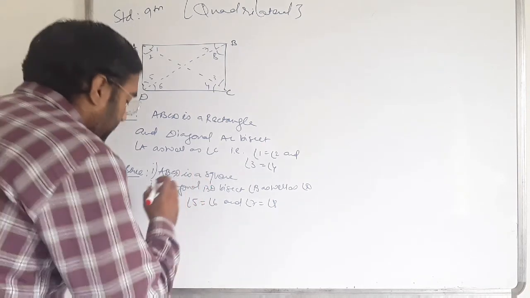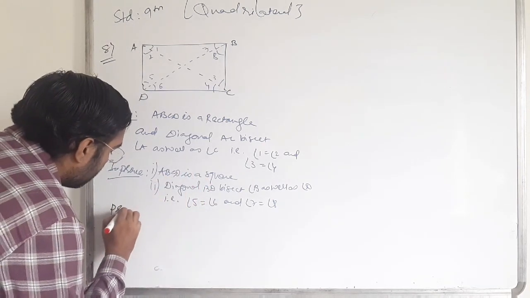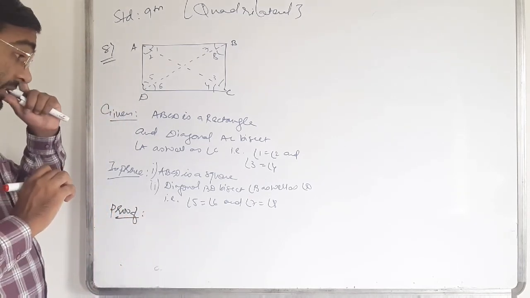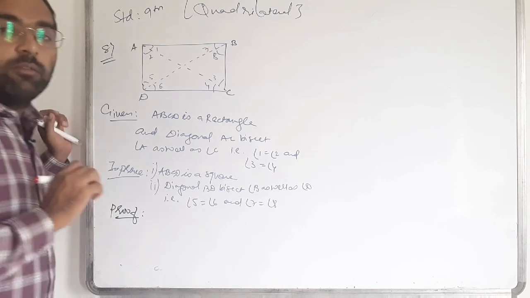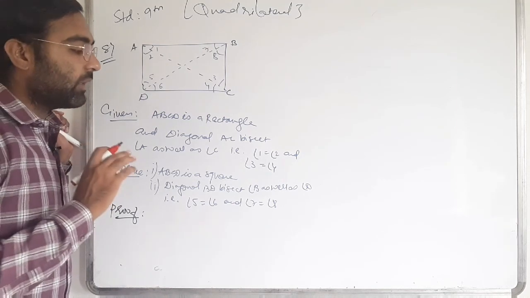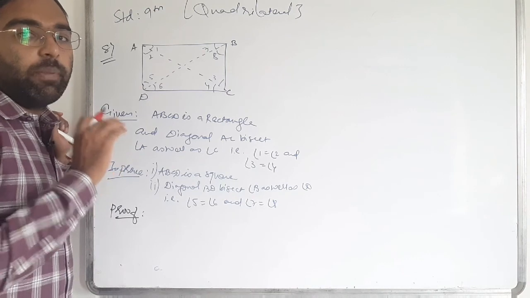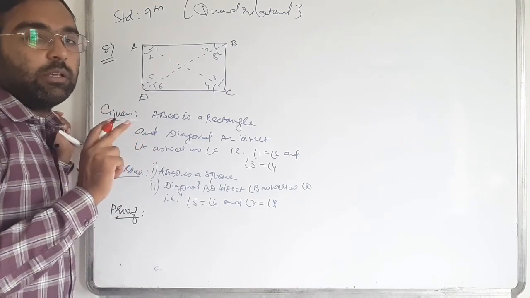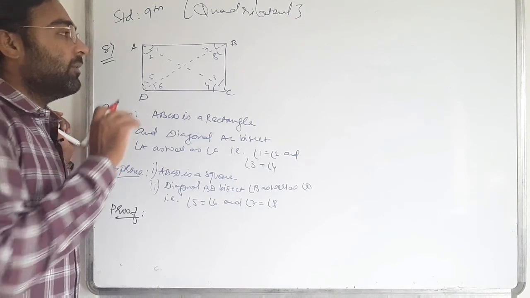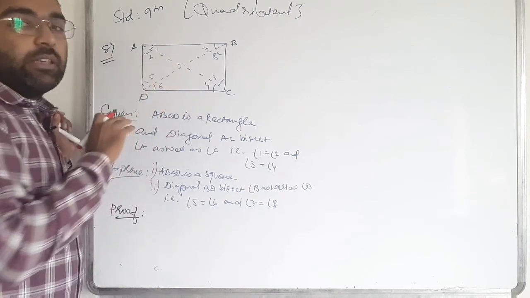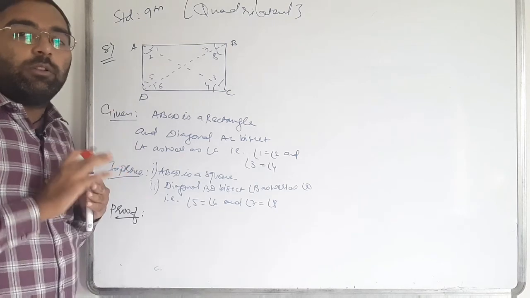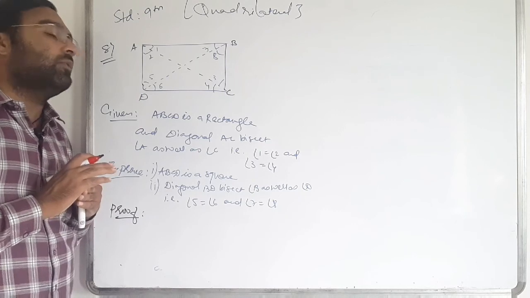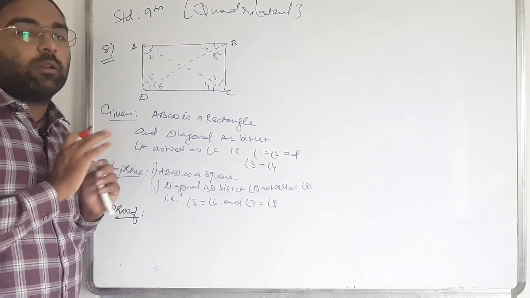So in the proof, first of all we have to prove that ABCD is a square. For this we just have to prove that all these sides are equal. Okay. In the square and rectangle there are only two things that are different. In the rectangle opposite sides are equal and in the square all the sides are equal. There is only one difference between them. So we just have to prove that all the sides are equal.